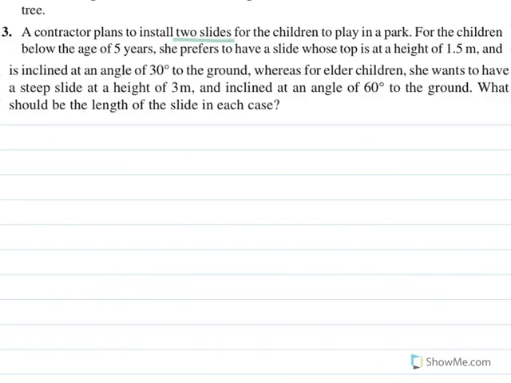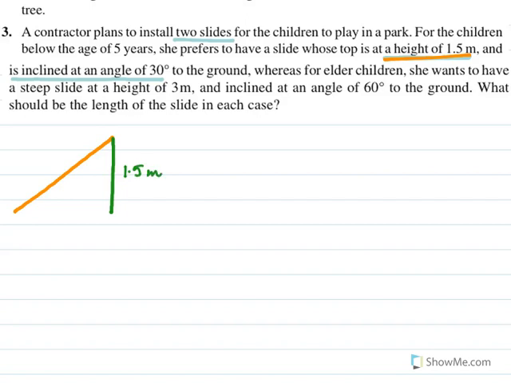A contractor plans to install 2 slides for children to play in a park. For the children below the age of 5 years, she prefers to have a slide whose top is at a height of 1.5 meters and is inclined at an angle of 30 degrees. Let's draw this figure. So here we have a slide. There is a slide here like this, and they said that the top height of the slide is 1.5. So this is the top height of the slide. So that is 1.5.